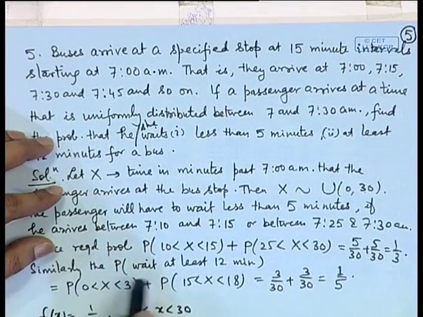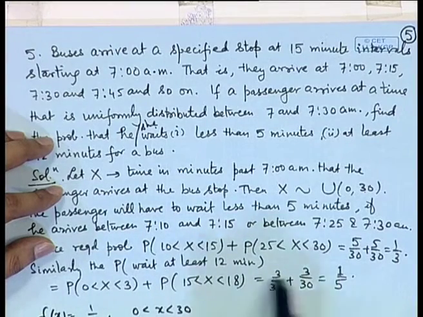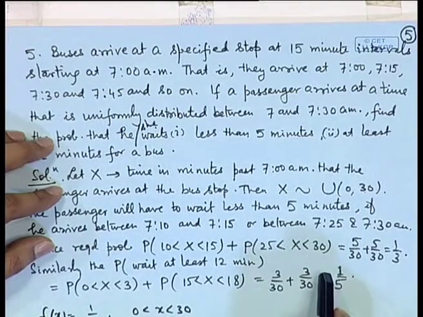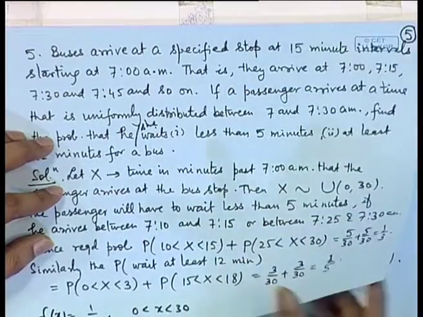So, the required probability of waiting at least 12 minutes is that x lies between 0 to 3 or x lies between 15 to 18. So, once again using the uniform density, it is 3 by 30 plus 3 by 30, that is 1 by 5. That means, 20% of the times he has to wait for more than 12 minutes.